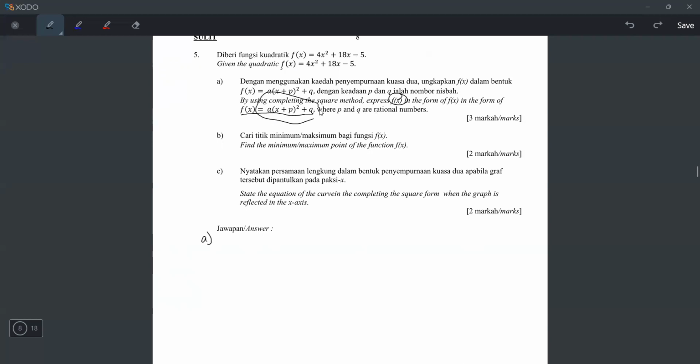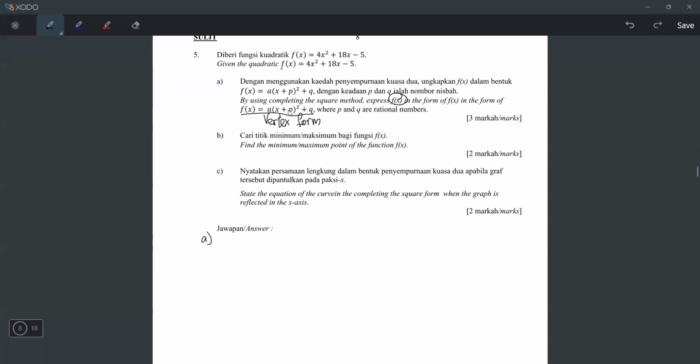But what form is this? Do you remember what form this is? It's the vertex form, right? This is how vertex form looks like: a bracket x plus p squared plus q. If you don't know this, then you have to know. Starting from now, you have to know already because I tell you now. This is very common in the exam.